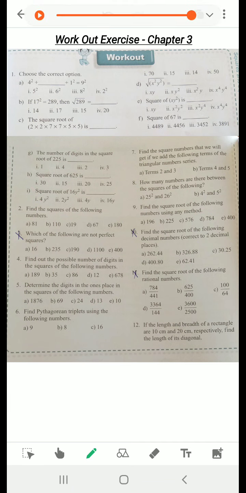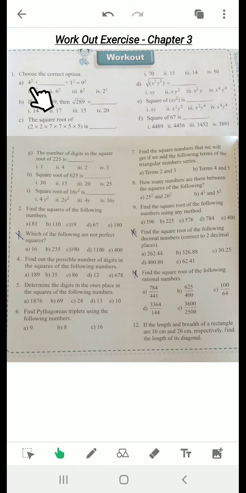Okay, so in this video now I am going to explain the workout exercise related to chapter number 3, that is given in your textbook. The first question is related to choosing the correct option. Choose the correct option. First, A: 4 square plus blank space plus 1 square is equal to 9 square.